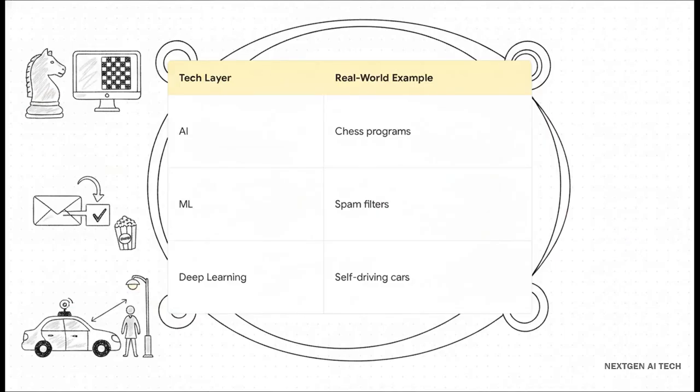Just to make absolutely sure we never mix these up again, let's tie it all to the real world. Playing a computer chess game that just follows pre-programmed rules, that's AI. When Netflix recommends a movie based on what you watched last week, that's machine learning. But when a self-driving car analyzes a live video feed to instantly tell the difference between a person and a stoplight, that is deep learning. See? Once you connect the layers to the tools, it completely clicks.